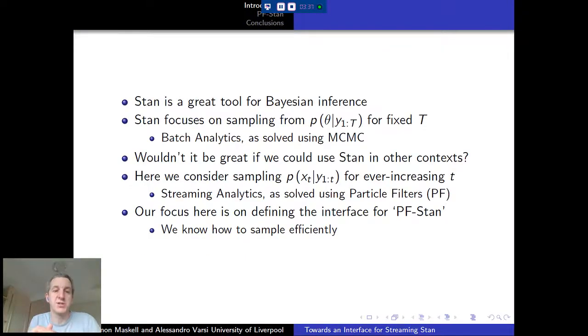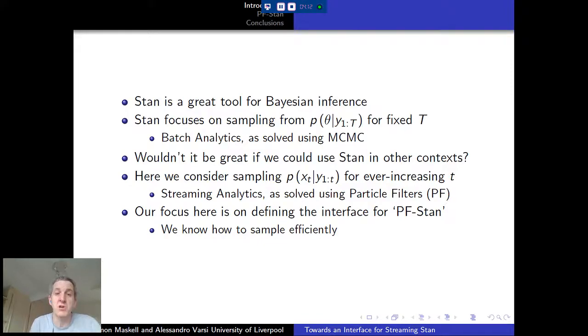So Stan's a great tool for Bayesian inference. It focuses on sampling from the distribution of some parameter theta given some data set y1 to capital T, where capital T is fixed. So we give it a big lump of data, we want to figure something out, and we use Stan to do that. That's a form of batch analytics, and you can solve batch analytic problems using MCMC, e.g. the NUTS algorithm that's inside Stan and does a good job of generating samples, as we hopefully all know.